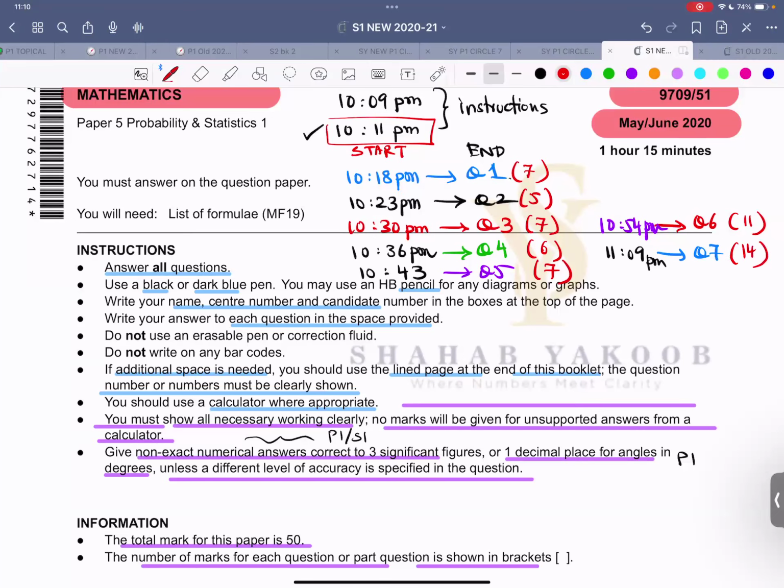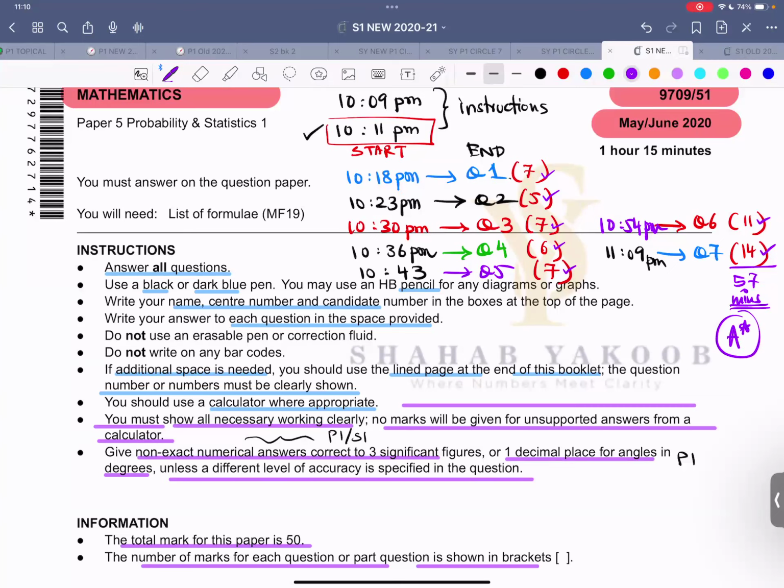So now, how many minutes are there altogether? Let me add it up. 7 plus 5, 12. Plus 7 and 6, 12 plus 13, 25. 25 plus 7, 32. 32 plus 11, 43. 43 plus 10, 53, 57. So even with all the narration, I have done the paper in 57 minutes, which is like A star time.